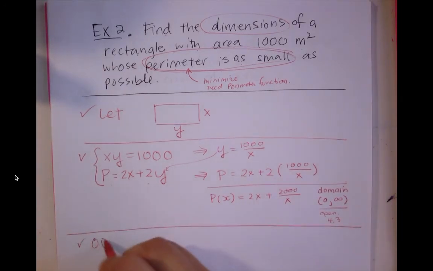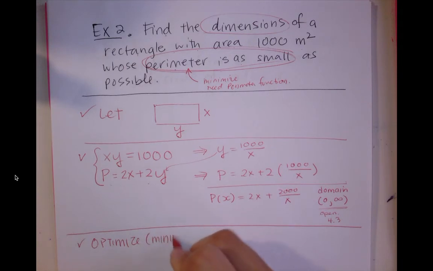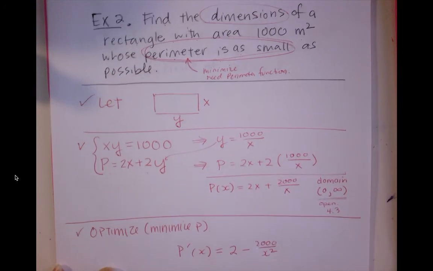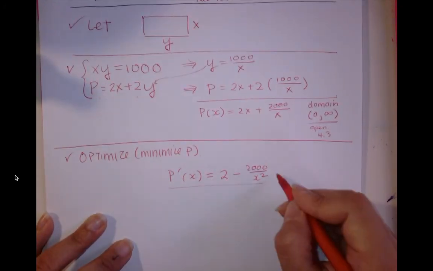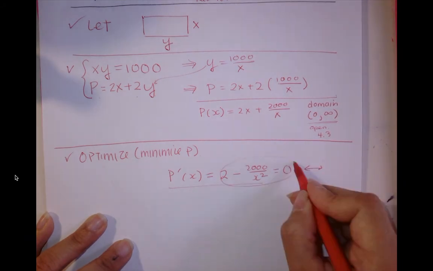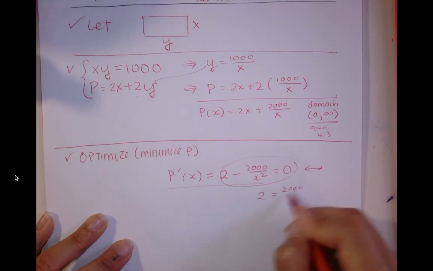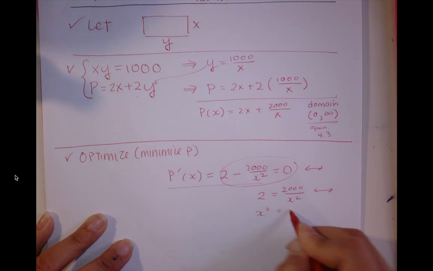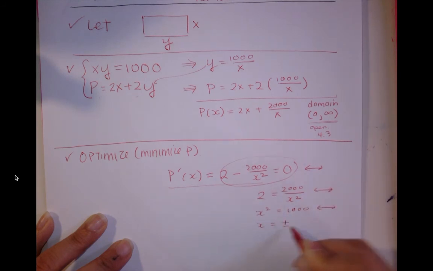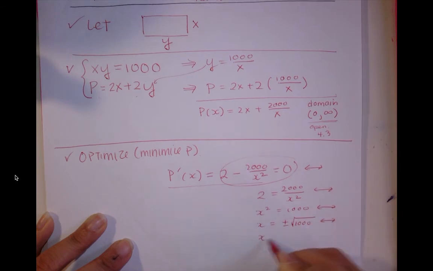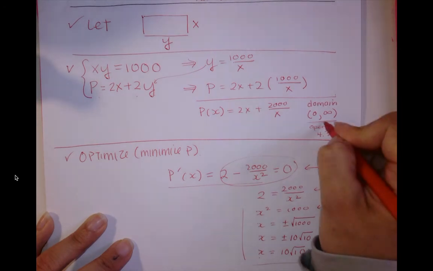My next step is to optimize, or in other words, minimize P. So P prime of x is equal to 2 minus 2,000 over x squared. I want to find the critical numbers of this function, so I ask where it is equal to 0. I have to solve the equation 2 equals 2,000 over x squared. That means x squared is equal to 1,000, and then x is equal to plus or minus the square root of 1,000, which is the same as x equals plus or minus 10 root 10. Now I can throw out the negative value because width is never negative. So this is the only relevant critical number in this domain.